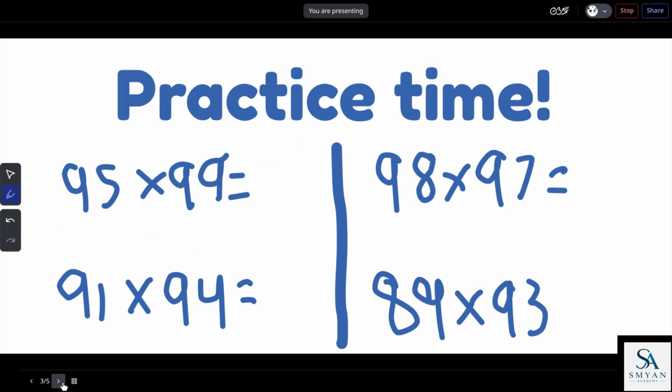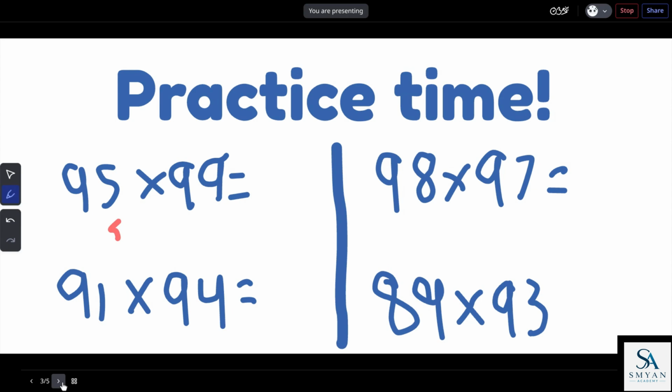Alright, so our first question is 95 times 99. Well, if you already thought about this, you could have done 95 times 100 and then subtracted 95. But that's not the trick we're doing today. So let's stick with our regular trick. First we subtract 100 from both numbers, which will give us 5, and then we'll get a 1 after we subtract from 99.